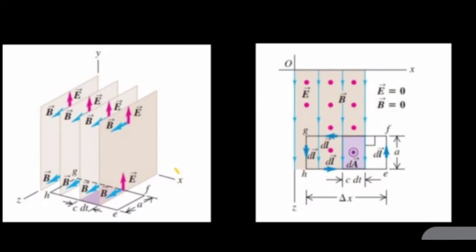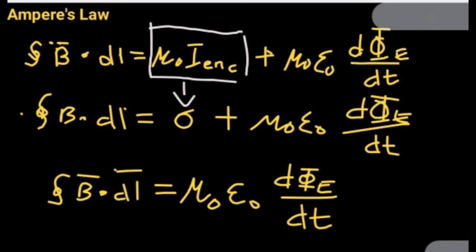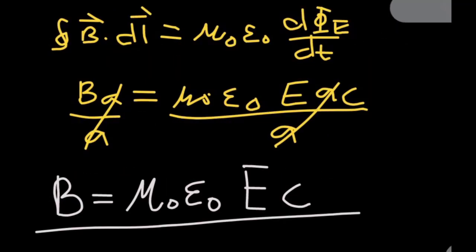Finally, we have Ampere's law, which describes how the induced current and the change in electric flux create a magnetic field. But in relation with electromagnetic waves, we assume that there is no induction current, resulting in the equation B is equal to mu sub naught times epsilon naught times E times C, which is the equation for electromagnetic wave in vacuum in relation to Ampere's law.